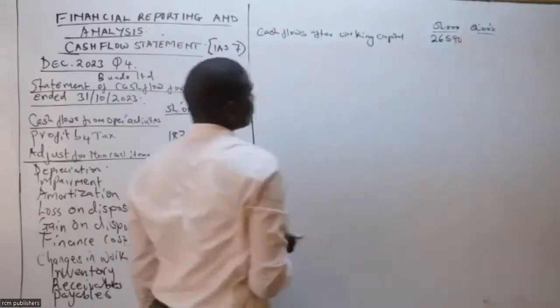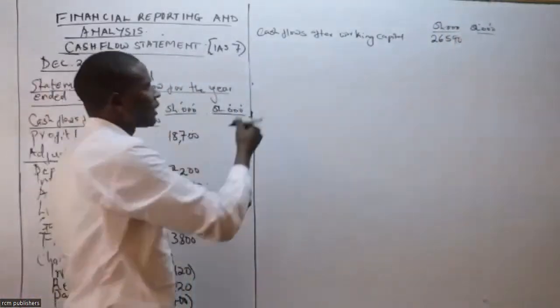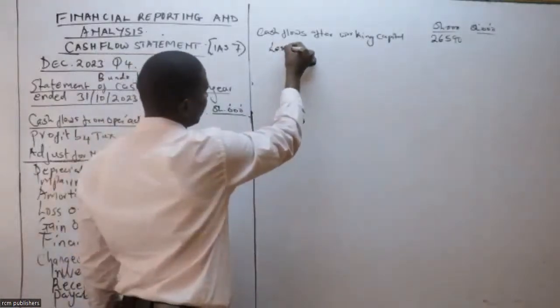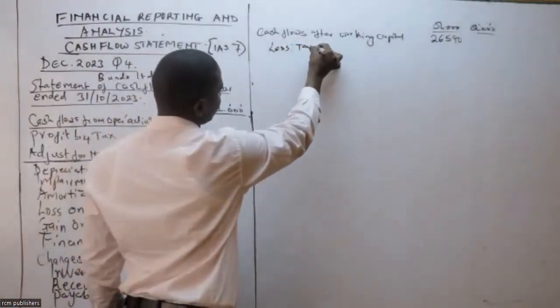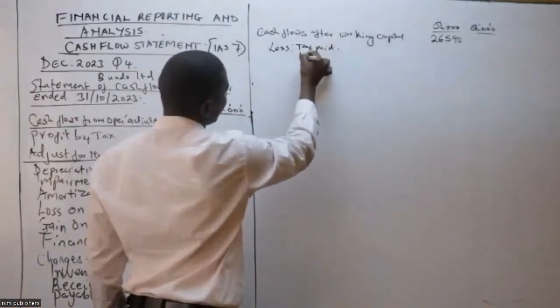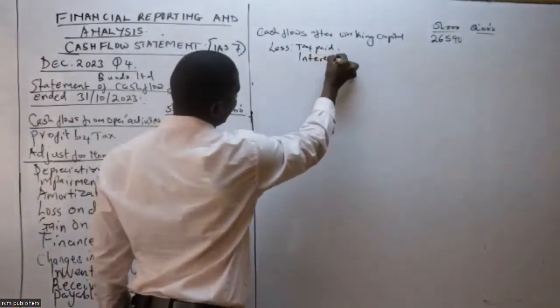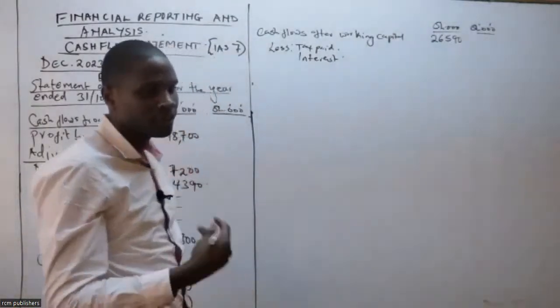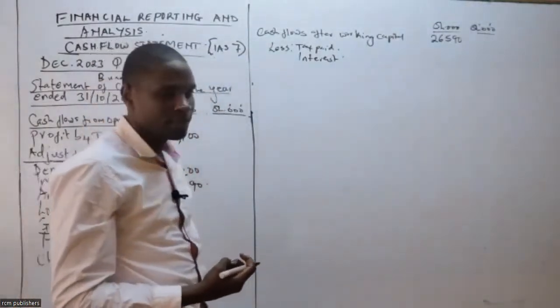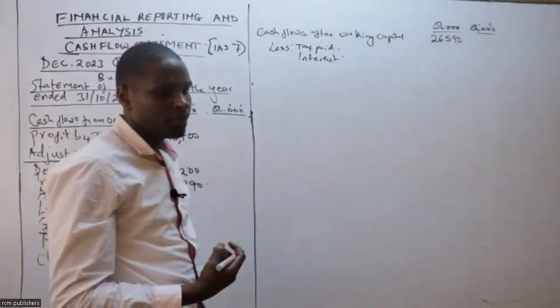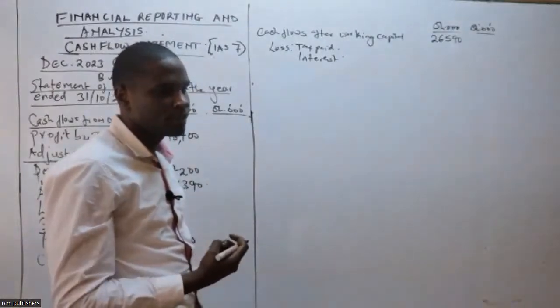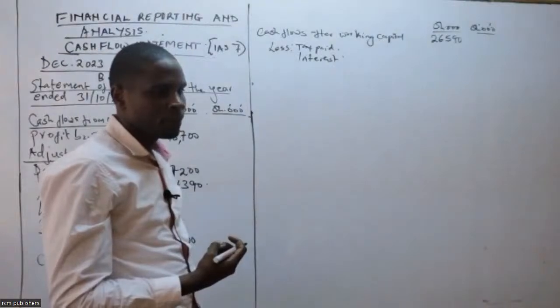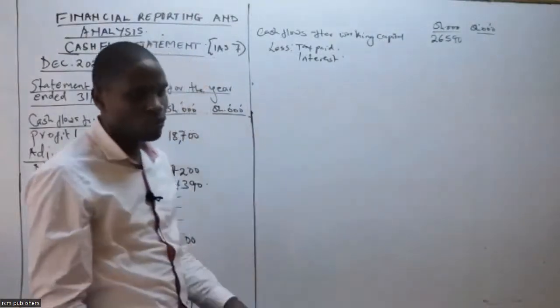Then, class, we were able to compute our tax. Less tax paid, simple, and interest paid. Somebody remind me, the tax paid was how much? Tax paid and interest paid. Very fast, somebody. I want us to finish up with this so we move to the next one.